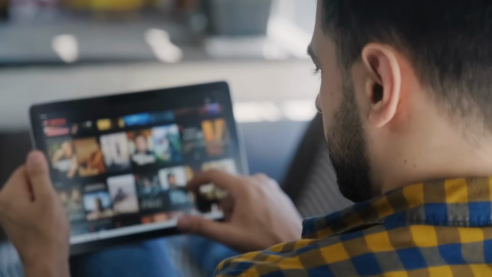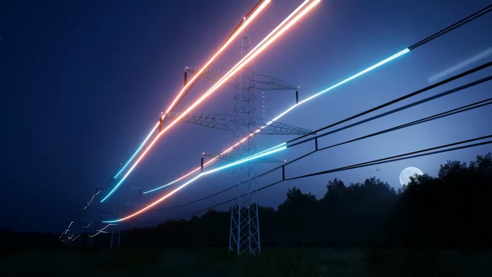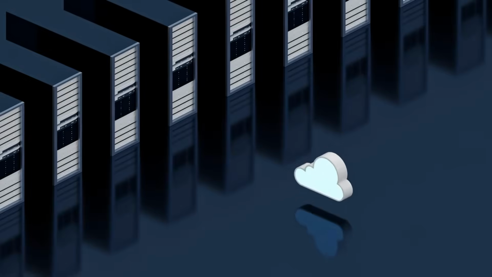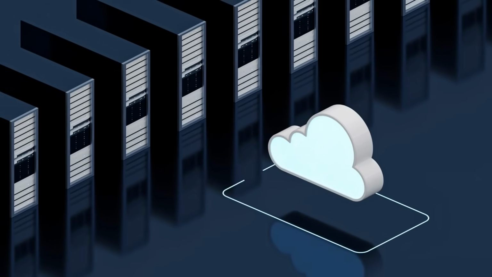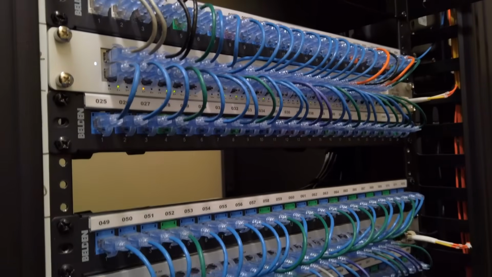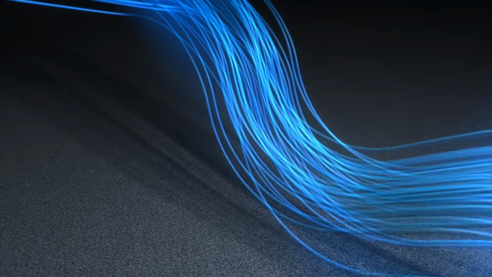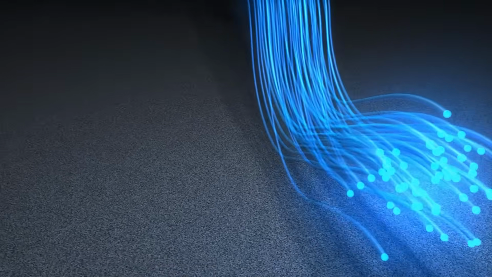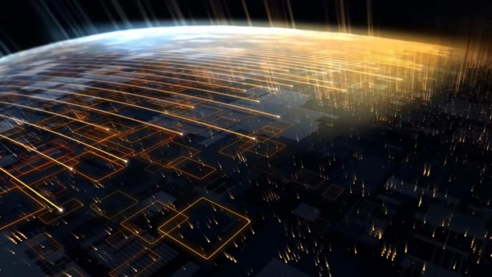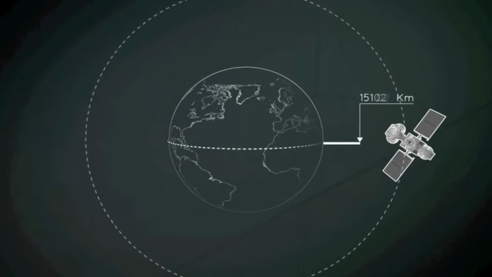Every time you stream a video, send a message, or browse a website, data is traveling thousands of miles in fractions of a second to reach your device. Most people assume the internet is in the cloud, floating invisibly around the world. But in reality, much of it travels through physical cables, including massive undersea fiber optic cables that crisscross oceans. These hidden highways of light carry terabytes of information every second, linking continents and enabling instant communication.